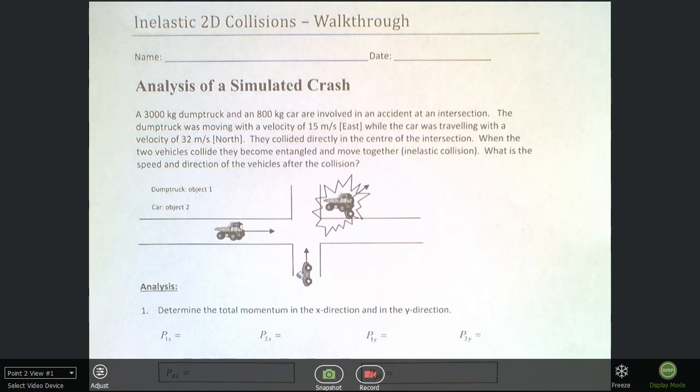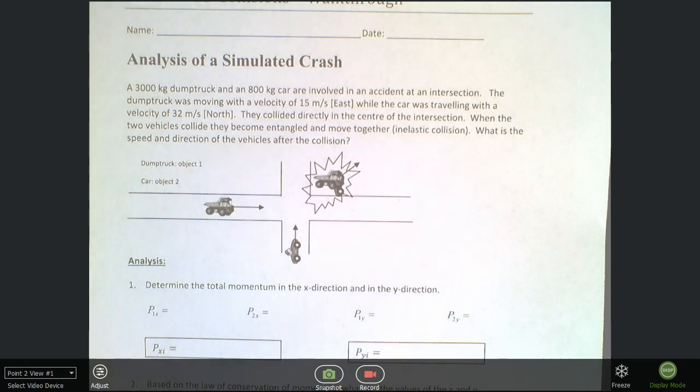Okay, so in this second tutorial, we're going to be looking at inelastic two-dimensional collisions. It's a walkthrough, meaning that I'm going to take you through how to solve these types of problems step by step. If you've done the first one, the two-dimensional elastic collision walkthrough, then you basically could do this one on your own. But just for completion, I'll do it with you.